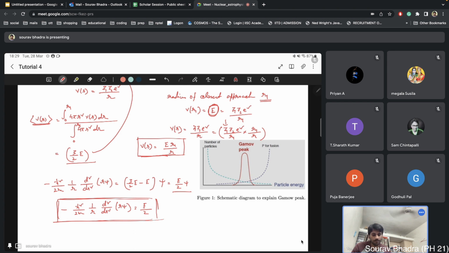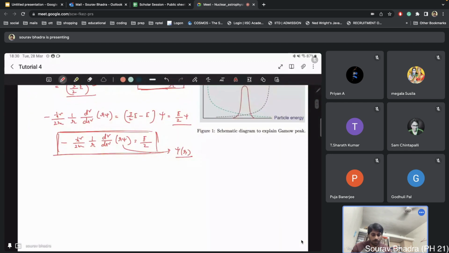Now from here, what is the procedure? We need to calculate the psi, which will be a function of r. Then psi of r mod square will give you the probability of the particle being found at a particular distance. So psi of r square, with r equal to, suppose, capital R. So I am trying to find the probability of the particle at a distance r, which can be calculated by this. Okay, so exactly the same thing I will do.